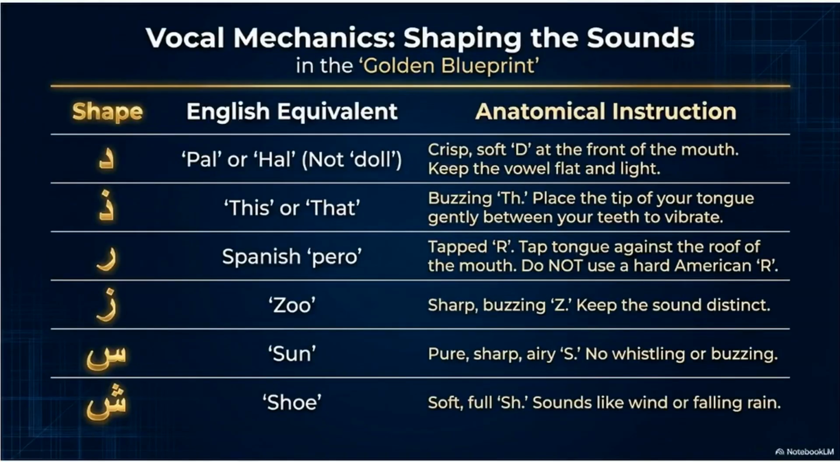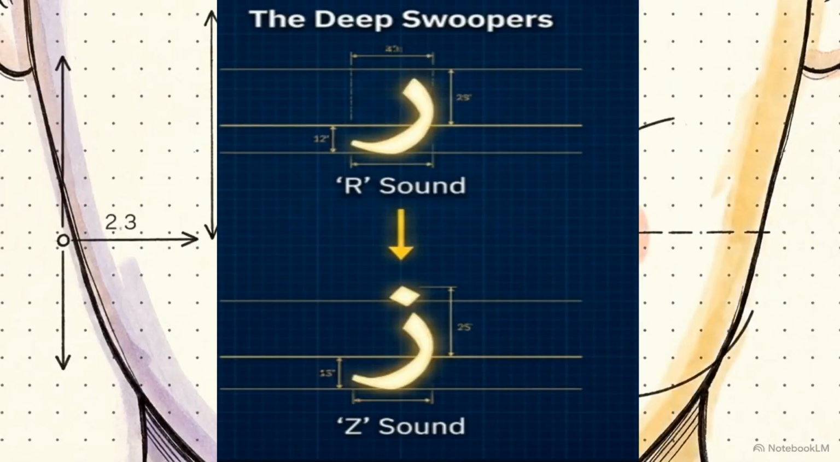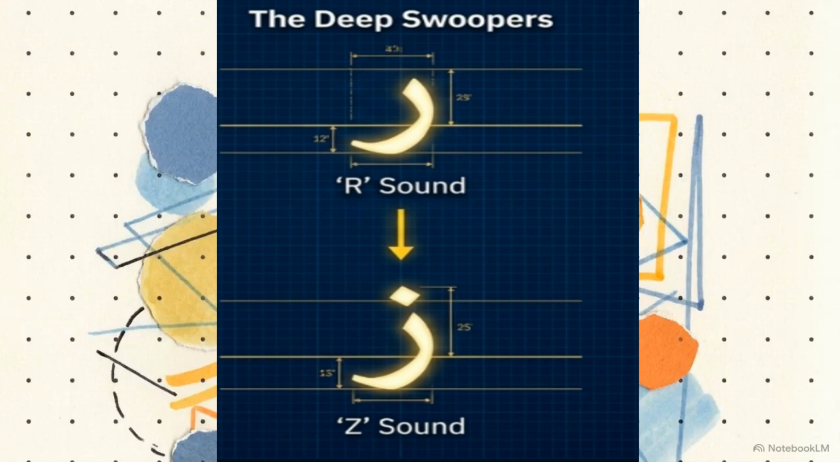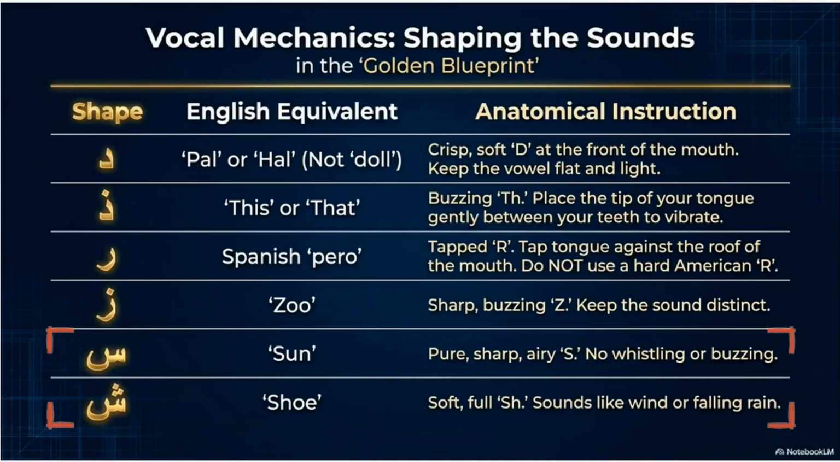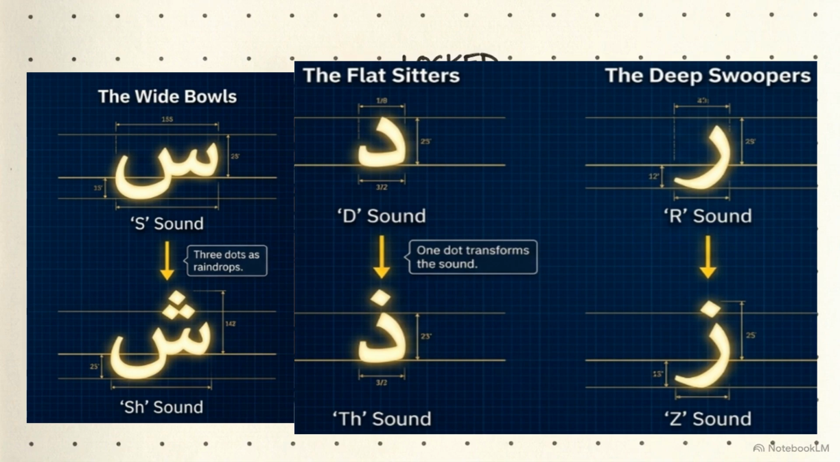Moving down to the deep swoopers, the undotted Ra requires you to tap your tongue against the roof of your mouth. It produces a lightly rolled R, matching the Spanish word pero, rather than a flat American R. Add a dot to get Za, and the sound becomes a sharp, buzzing Z, like in zoo. Finally, the wide bowls at the bottom give us Seen and Sheen. The undotted Seen creates a pure, airy S with no whistling. But when we crown that same shape with 3 dots, the sound transforms into a soft, full sh, imitating the sound of falling rain. Every dot on these shapes acts as a mechanical switch, commanding you to shift your tongue and teeth to produce a different phoneme.